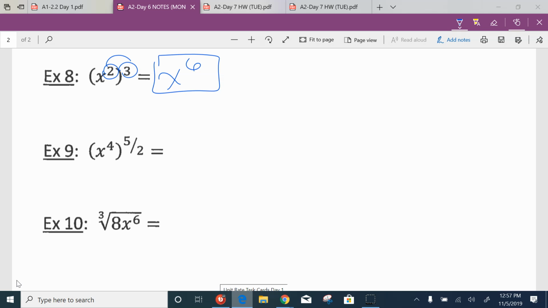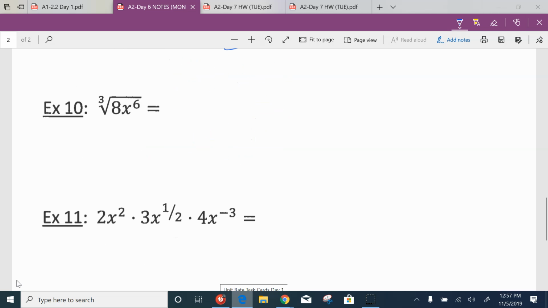Same thing works even if it's a fraction. I have a base of x, I'll multiply 4 times 5, which is 20. I have this denominator left over of 2. I'll simplify that exponent. 20 over 2 is 10. So I have x to the 10th power. Moving on to number 10.